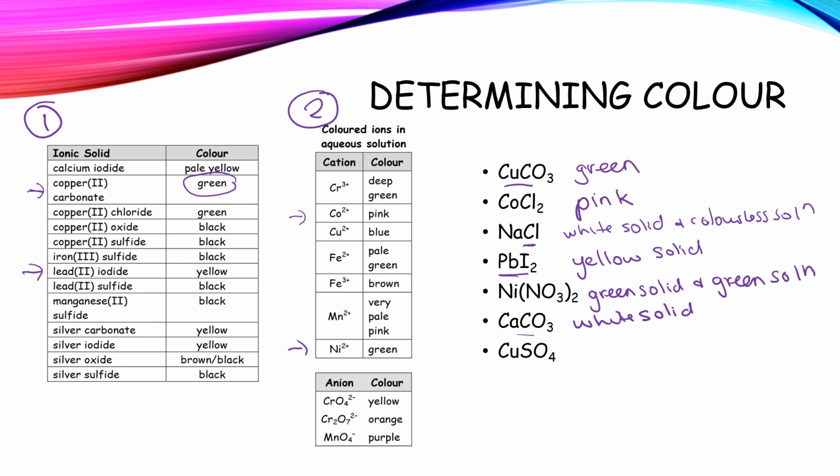Next one, copper sulfate. So I look down, I can see there's some coppers here, but there's no copper sulfate. I come over here and I find that copper ions were blue. So this will make a blue solid, and this is soluble in water, so it gives a blue solution.